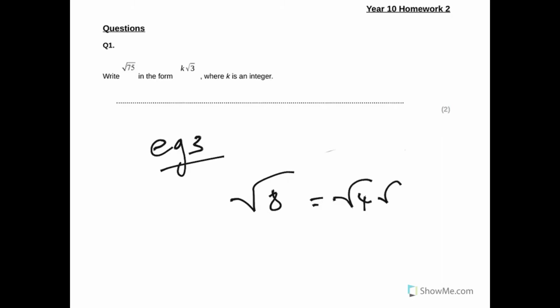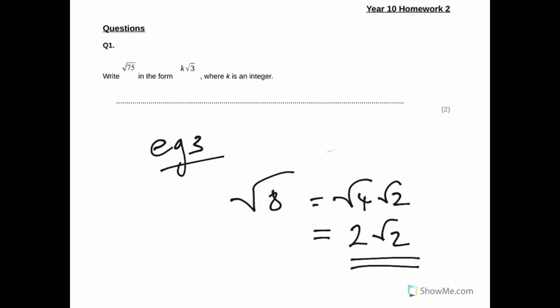So I'll do one final example, example 3. And if I said root 8, I wanted to simplify that. Now, the biggest square number I can think of that divides into 8 is 4, so I could write root 4, root 2. And of course, just like the first example, root 4 is 2. So this root 4 here turns into 2. So actually, I end up with 2 there, and then the root 2 at the end. So there's a simplified surd.